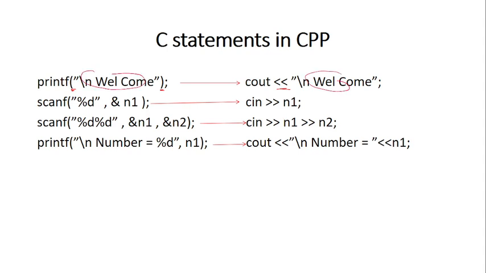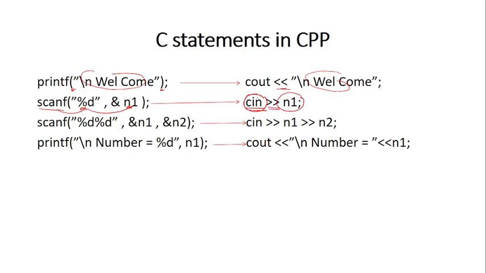No problem. In C programming, we use the scanf statement to read the data. So this indicates reading one integer number for n1. Here we use cin, character input. Cin is used to read the value or the data, and then this is the variable. We don't have to use any ampersand over here. And here we use the greater than sign.